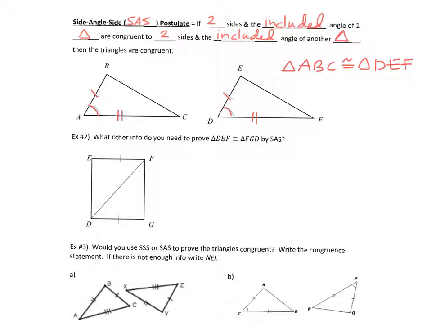And again, you need to name them in the order that's the same as whatever you named the first one. So if I call this ABC, it has to be DEF. If I call it CAB, it has to be FDE. Okay, so match up the corresponding parts. And we would say they are congruent by side, angle, side. So by SAS.